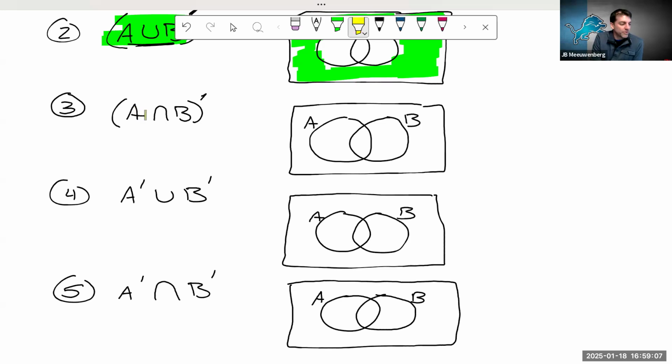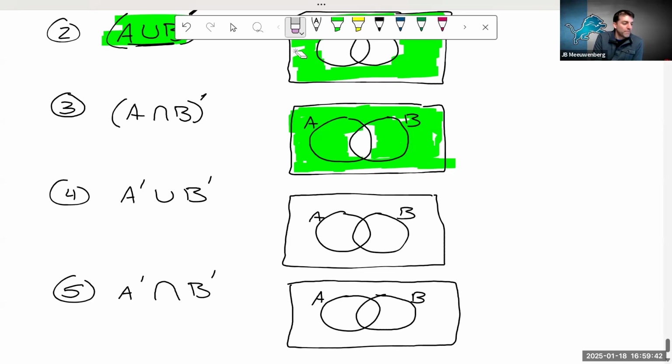So let's go to number 3, A intersect B. If you remember, A intersect B is where A and B overlap. So the complement of that would be everything outside of that, which includes the rest of the universal set, as well as the rest of set B and the rest of set A. We're really just leaving out that middle section. That's what that shaded area would look like.